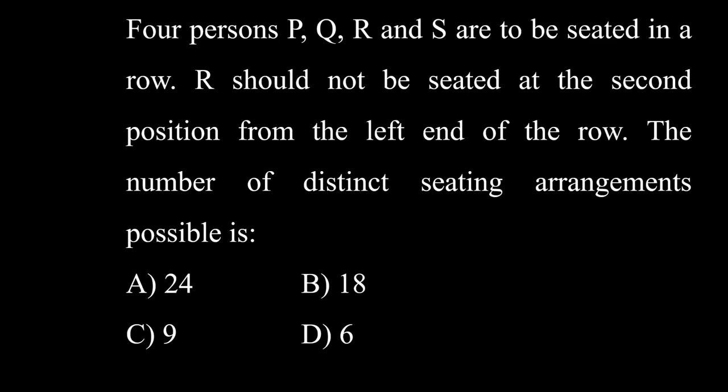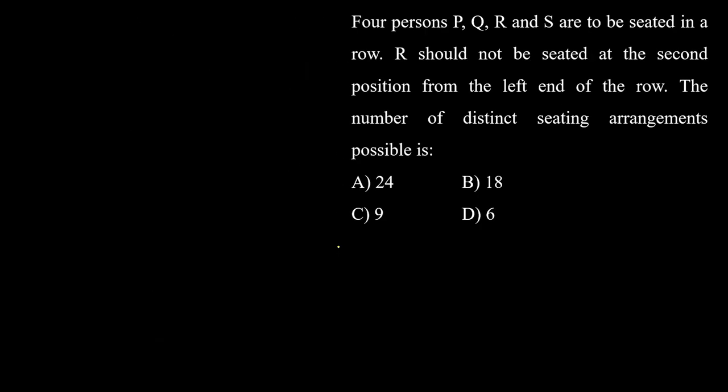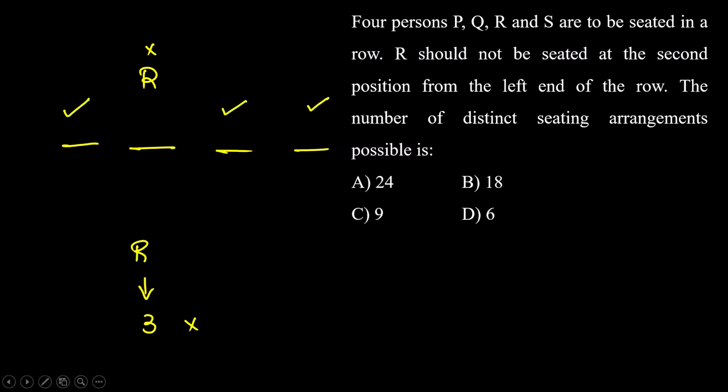So 4 people, there is a condition given. To satisfy that, first we have to satisfy the condition. There are 4 places, R cannot occupy this place. Means R is having how many chances? 3 chances. R can be placed in 3 ways. It can be this place, or this place, or this place. Leftmost or rightmost, or one of the middle places.